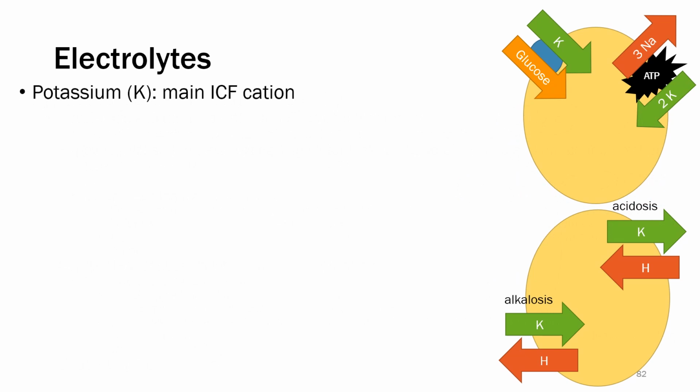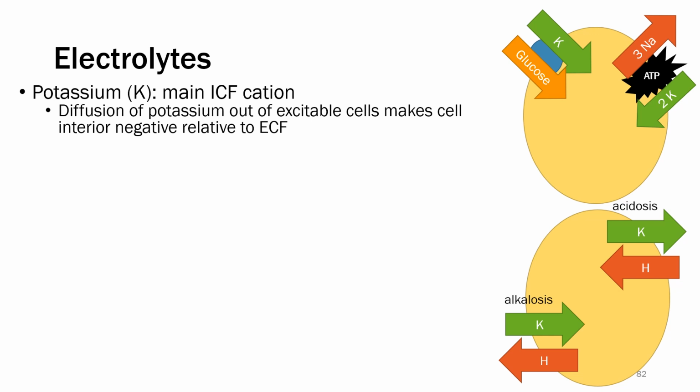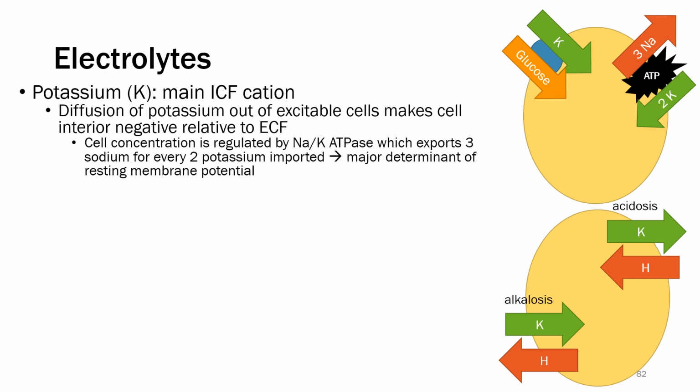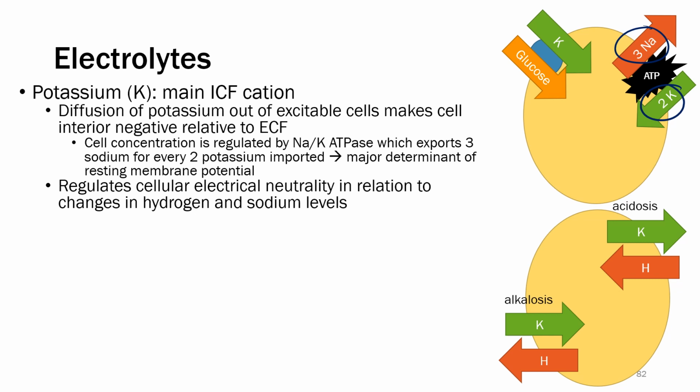Potassium is the main intracellular fluid cation. The diffusion of potassium out of excitable cells makes the cell interior negative relative to the extracellular fluid. I don't actually have that drawn on here, but potassium going out of the cells makes the interior negative. That's what causes repolarization. The cell concentration is then regulated by the sodium-potassium ATPase, and that's going to bring potassium back in. So potassium coming back in, sodium going out, is the major determinant of the resting membrane potential. This regulates the cellular electrical neutrality in relation to changes in hydrogen and sodium levels too.